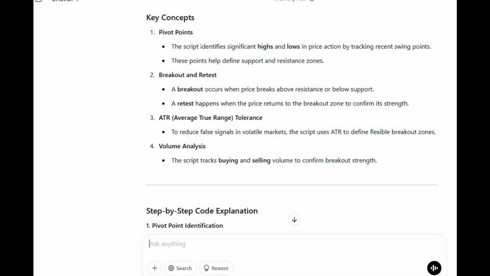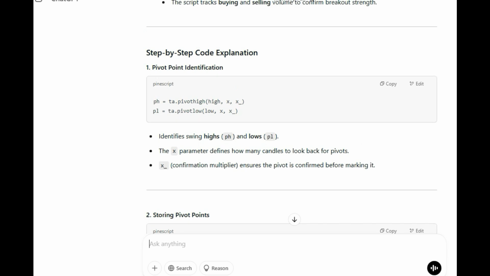Now, the last thing is volume analysis. This script tracks buying and selling volume, finds a net flow, and gives you information on whether it is smart to enter a buy or sell trade based only on volume. Now, in the next step, we will see how that script really works.